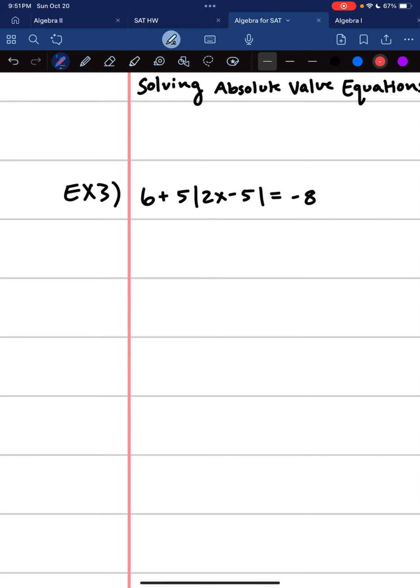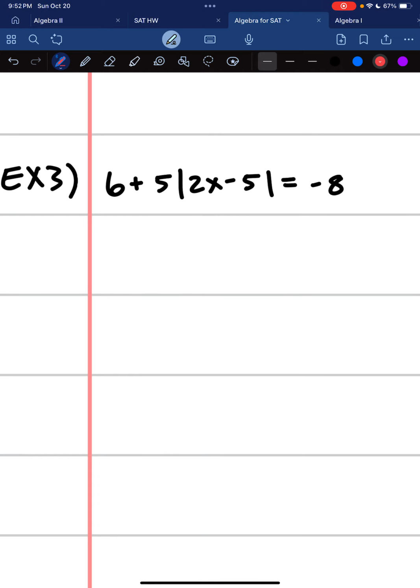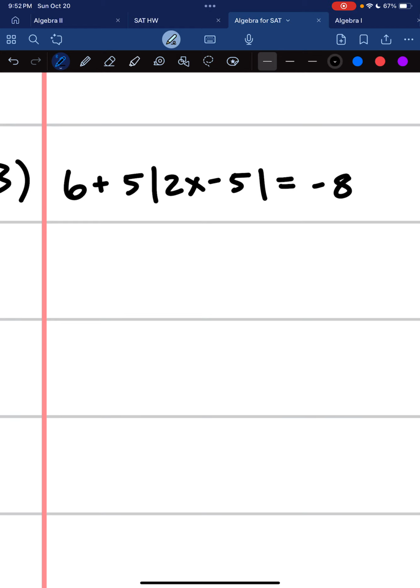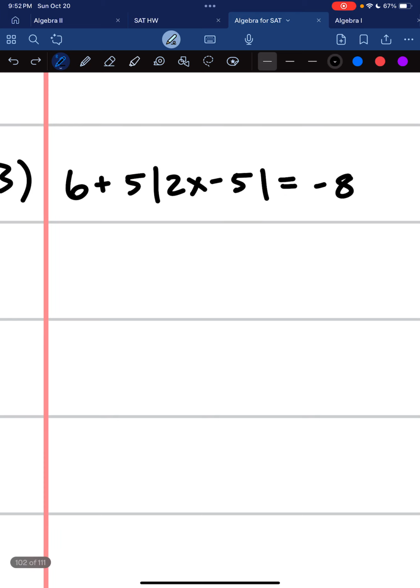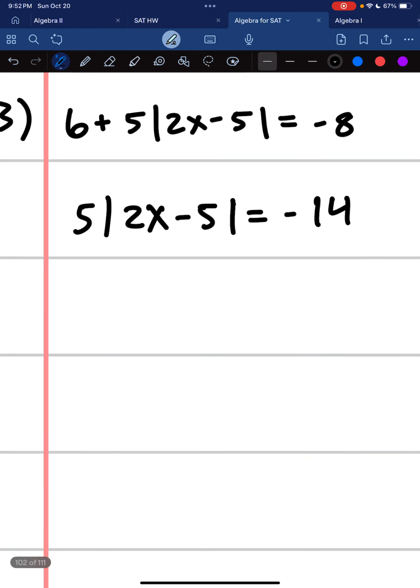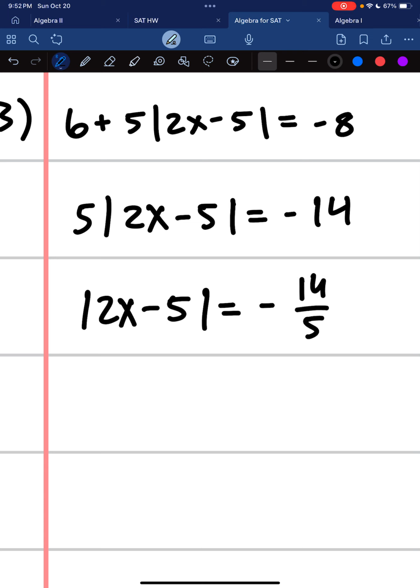Alright, now let's try this one. We have 6 plus 5 times the absolute value of 2x minus 5 is equal to -8. So we're going to subtract both sides, but again, first we're going to isolate this absolute value expression. So we're going to subtract both sides by 6, and we get 5 times absolute value of 2x minus 5 equals -14. And now we're going to divide both sides by 5, and I get absolute value of 2x minus 5 equals -14 over 5.